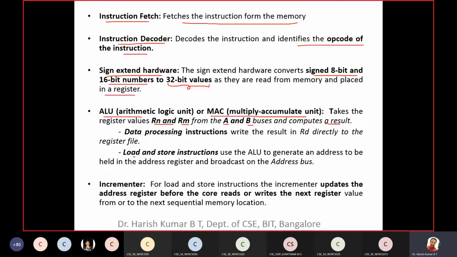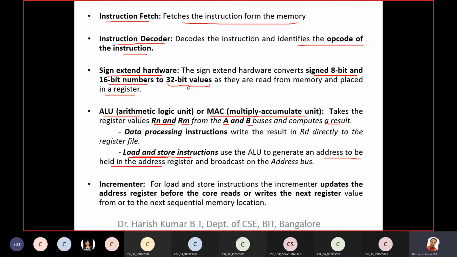If it is a load and store instruction, what do they do? They compute the effective address or the physical address. They generate an address to be held in the register. Which instruction? Load and store. You know load. What is load? Reading from the memory and loading it into the register. What is store? From the register to the memory.